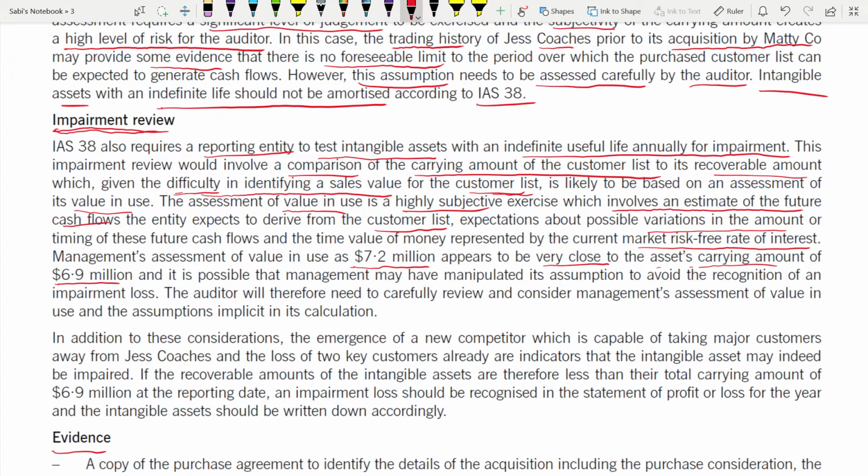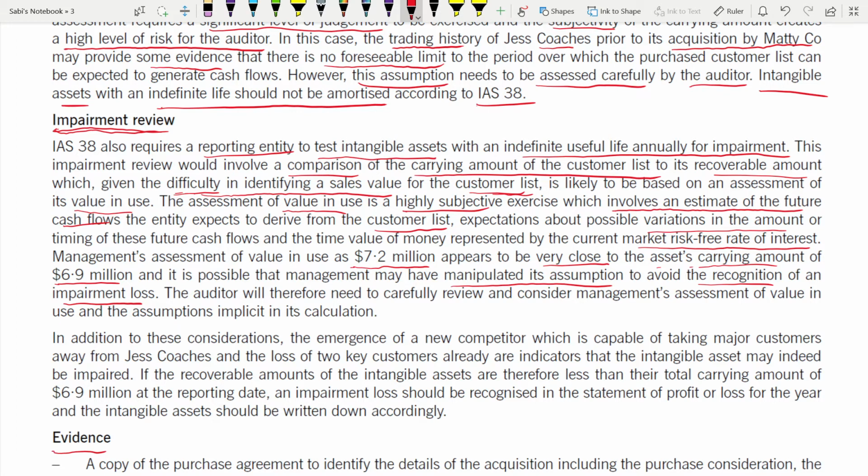But it is possible that the management may have manipulated its assumptions. They can, right? Why? To avoid the recognition of an impairment loss. See, any entity might want to avoid the impairment loss. Why? Because it will reduce your profit. Impairment loss you record in the profit and loss account, it will reduce your profit. No one wants to recognize that loss. So they might make such assumptions so that they don't have to recognize this impairment loss. That means the recoverable amount they might increase beyond the carrying value. For example, in this case, it's more than the asset value. That means there is no impairment.